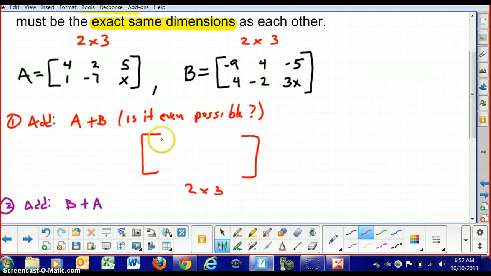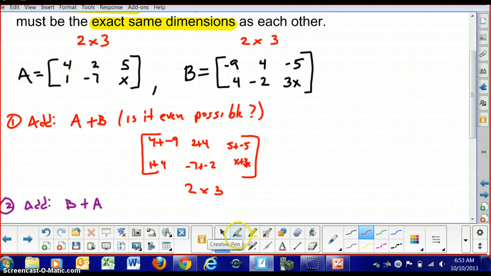And the number that I put into the first row, first column is going to be 4 plus negative 9. And in the first row, second column, I'm going to do 2 plus 4. And first row, third column, I'm going to do 5 plus negative 5. Down here in the second row, first column, I'm going to do 1 plus 4. And then I'm going to do negative 7 plus negative 2 in the second row, second column. And down here in the second row, third column, I'm going to do x plus 3x. And now this is matrix A plus B.